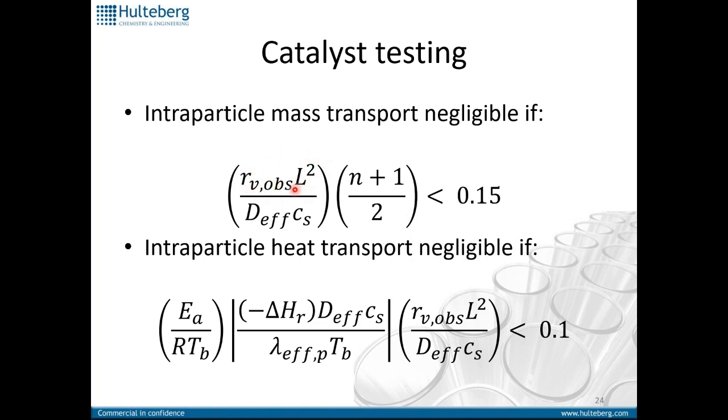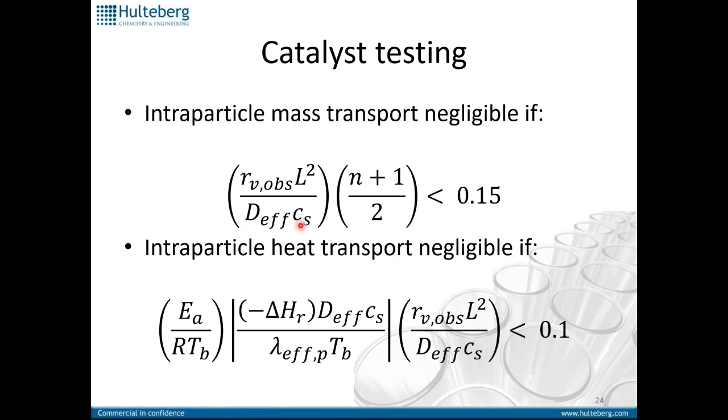So this is basically the consumption of reactant, production of product. And we relate it to how fast we move things inside the pores. So this is the effective diffusivity, which is of course then influenced by the temperature. It's influenced by the type of molecules that are diffusing, but also the pore system. So the smaller the pores, the lower the effective diffusivity in general.